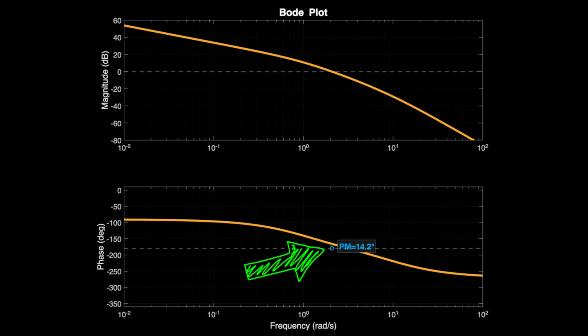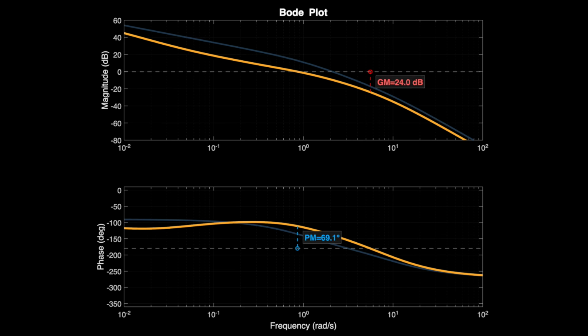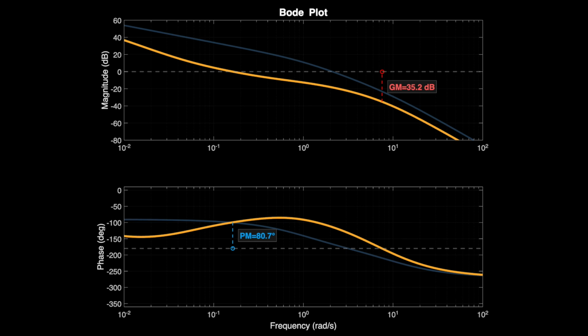This is where we're looking at how close the phase is to minus 180 degrees when the magnitude is at 0 decibels, and then how close the magnitude is to 0 decibels when the phase is at minus 180 degrees. And here is where, if we don't have enough stability margin, we can augment the open loop system with a controller in such a way that provides us with the closed loop stability margins that we're looking for, which is pretty awesome when you think about it.